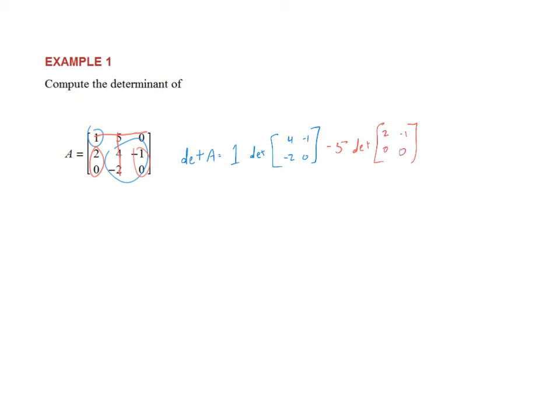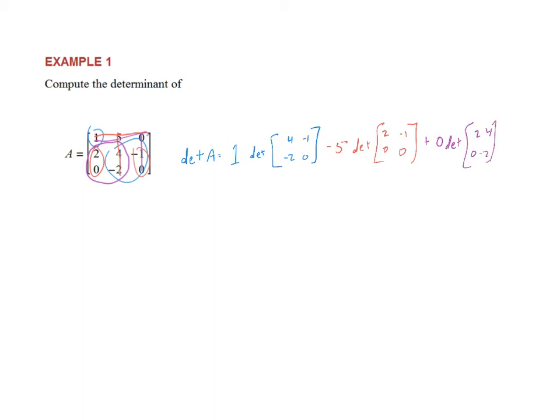And then let me change colors one more time. We'll have plus 0 times, and I'm still going to write it down even though I'm going to get a 0 here. 0 times the determinant of this submatrix, 2, 4, 0, -2. There we go, like that.